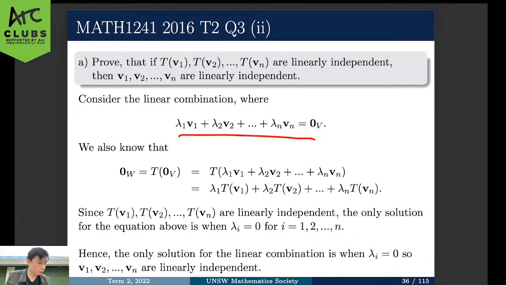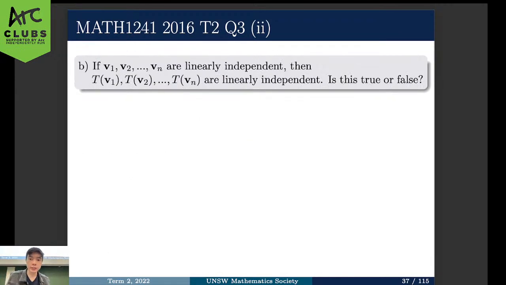So for our next question, it's the other way around. We know that these vectors are linearly independent, and then we want to show its transformations are linearly independent. We actually know that this is false, and what we can do is look at an example in which it doesn't work.